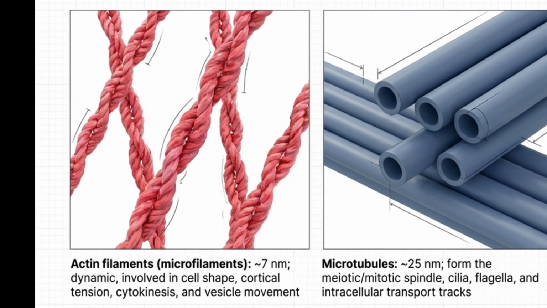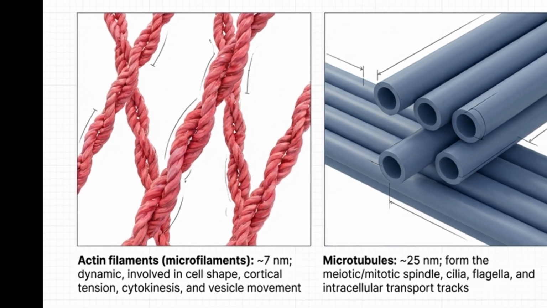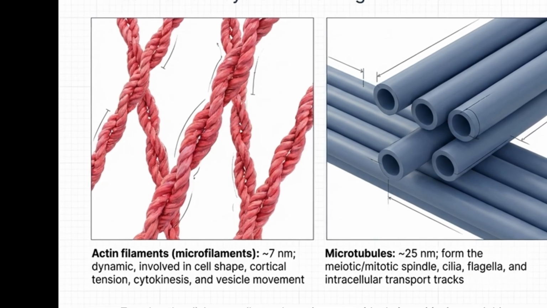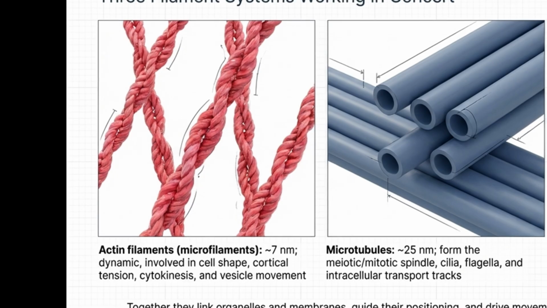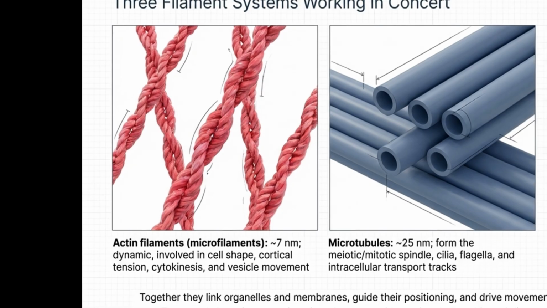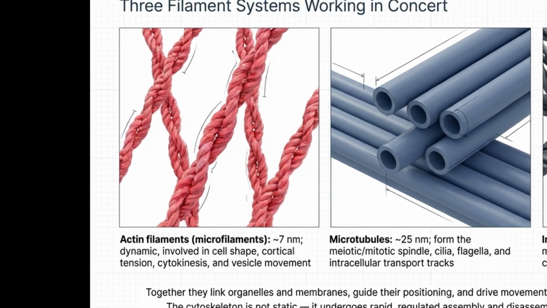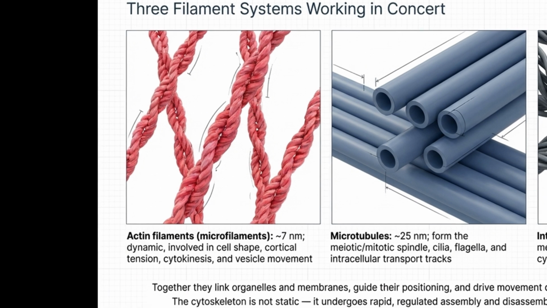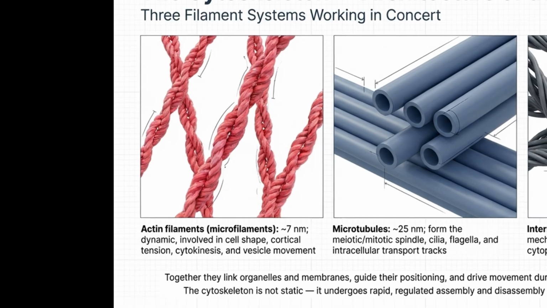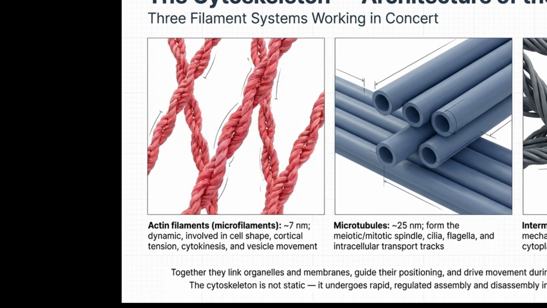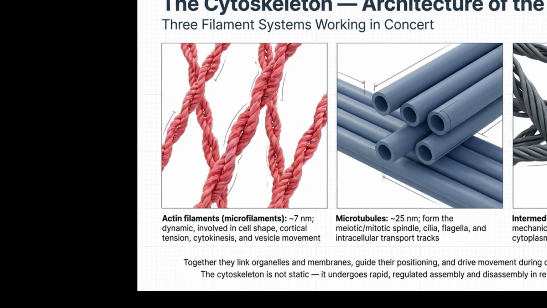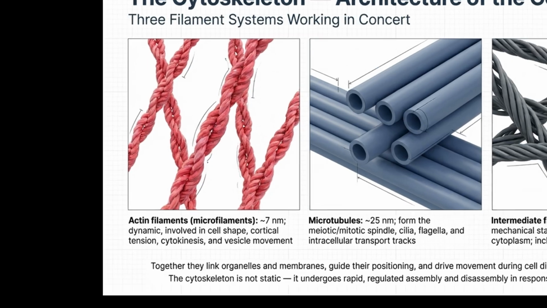Actin filaments, also called microfilaments, are the thinnest at approximately 7 nanometers in diameter. They are dynamic, rapidly polymerizing and depolymerizing in response to cellular signals, and are concentrated particularly at the cell cortex, just beneath the plasma membrane. Their primary roles include determining cell shape, maintaining cortical tension, driving cytokinesis, and facilitating vesicle movement. In oocytes, actin dynamics in the cortex are essential for polar body extrusion and for the asymmetric positioning of the meiotic spindle near the plasma membrane.